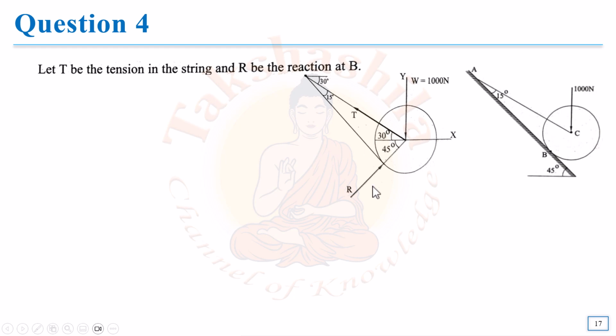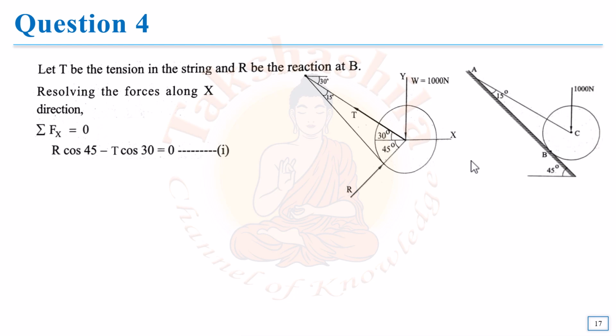In addition to this tension and reaction, we will also have the weight of the roller acting in the downward direction. In the question, it is given that the weight of the roller is 1000 Newton. So I have marked that also. Now, once you mark all the reactions and forces acting on the body, it is very simple. We just have to apply the equilibrium conditions. For that, we have to resolve the forces into horizontal and vertical directions. So let us first resolve the forces along the x direction and take sigma Fx equal to 0, which is our first condition of equilibrium.